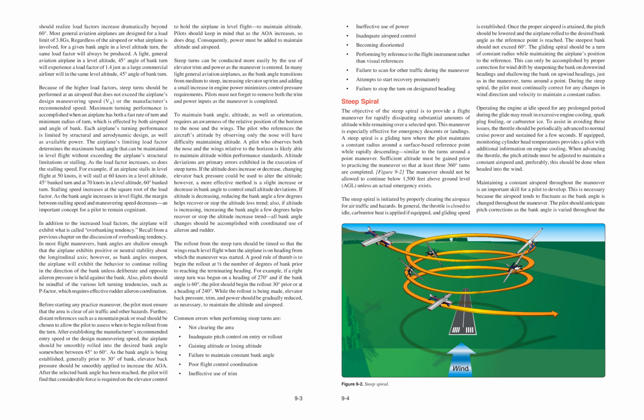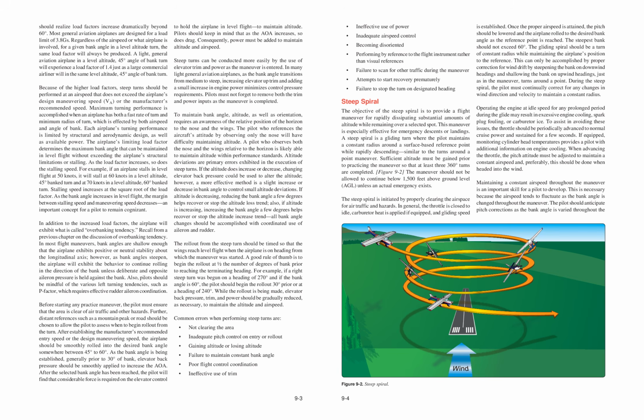A light, general aviation airplane in a level altitude, 45 degrees angle of bank turn will experience a load factor of 1.4 just as a large commercial airliner will in the same level altitude, 45 degrees angle of bank turn. Because of the higher load factors, steep turns should be performed at an airspeed that does not exceed the airplane's design maneuvering speed, VA, or the manufacturer's recommended speed. Maximum turning performance is accomplished when an airplane has both a fast rate of turn and minimum radius of turn, which is affected by both airspeed and angle of bank.